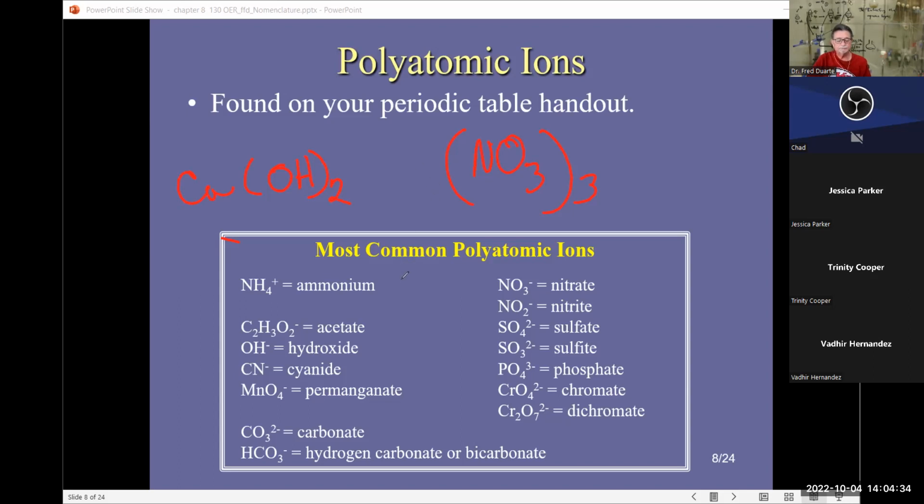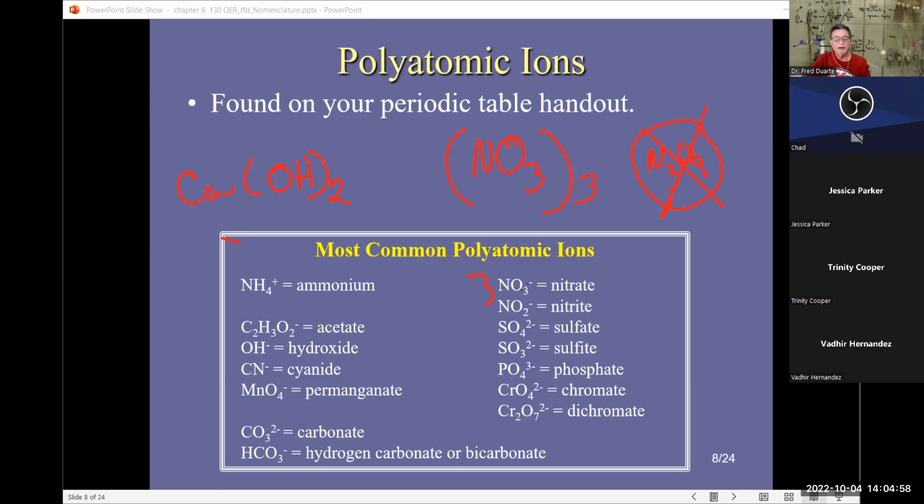All right. And we don't change it. In other words, let's say you needed 3 nitrates for whatever reason. I've seen this happen, and that's totally incorrect: it is not 3 nitrogens and 9 oxygens. That is not nitrate. Okay.